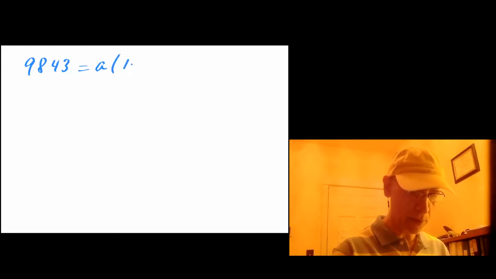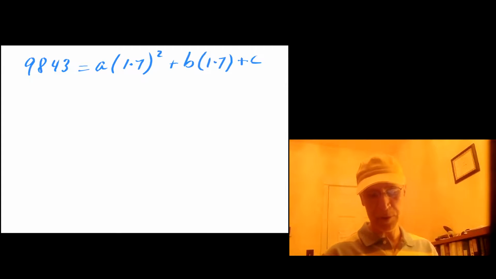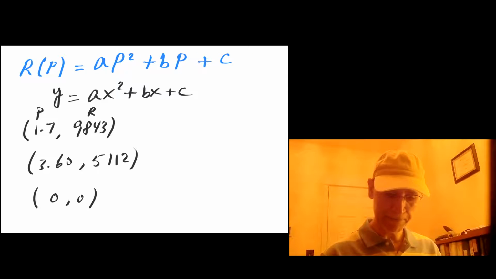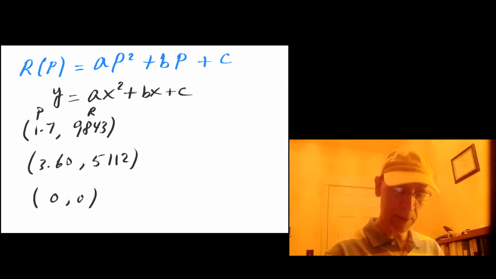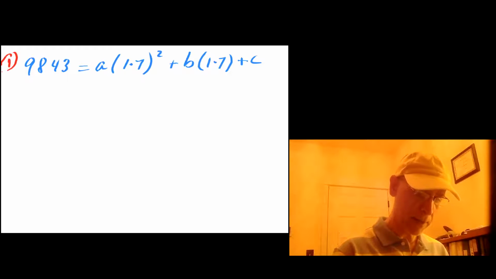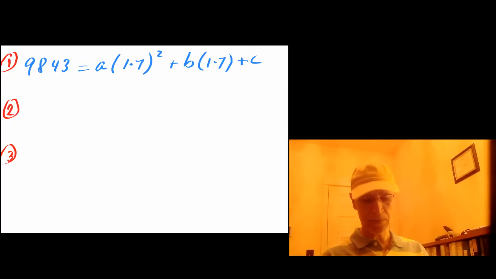Now I can claim that 9843 equals a times 1.7 to the second plus b times 1.7 plus c. I can do it here. Let me call this equation 1, then equation 2, then equation 3.